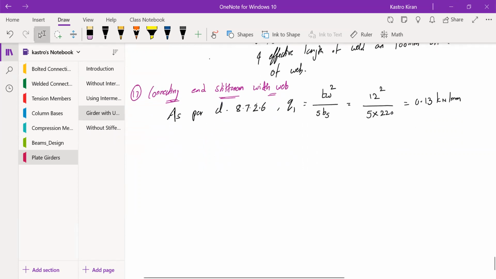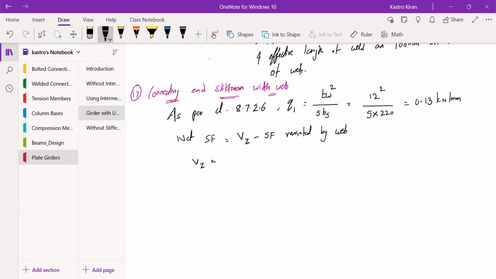Okay. So from this, you have to find out the value of net shear force. Before finding out the net shear force value, let me write that formula once. Net shear force equals Vz minus shear force resisted by web.